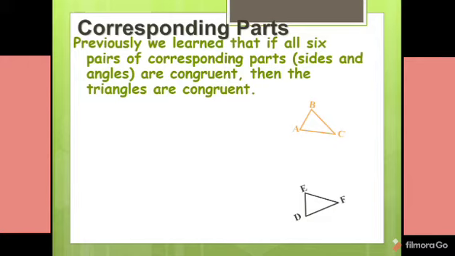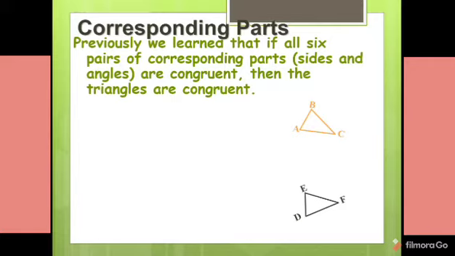Now, in order to say that the two triangles are congruent, you must show that all 6 pairs of corresponding parts of the triangles are congruent. Previously, we learned that if all 6 pairs of corresponding parts, the sides and the angles, are congruent, then the triangles are congruent. Let's take a look at the illustrations here.